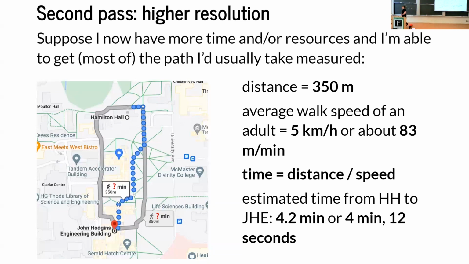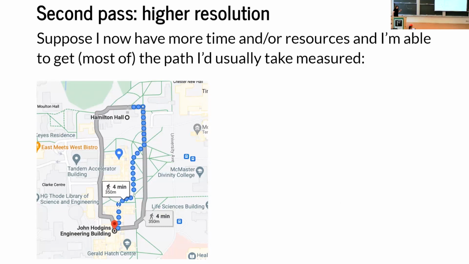Okay, well, what does Google say? They say 4 minutes, which is pretty cool. I figured out what Google's doing. They must have used an average for people because I definitely walk faster than that, but that's fine. 4 minutes is maybe a bit better than a 5-minute estimate, or at the very least, it gives me confidence that my initial first pass was not too bad.